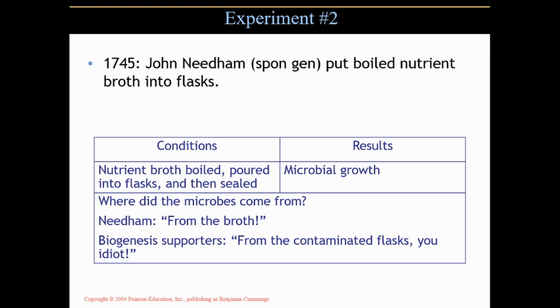Fast forward to 1745, nearly a century later, John Needham, he's an English priest. He was a spawn gen freak. He was totally in favor of spontaneous generation. And now we're in the mid-1700s, and so microbes are on the scene. Antony van Leeuwenhoek had done all his observations. No one could deny that there are microscopic organisms alive all around us. And so he wants to get in this whole spawn gen debate and say that microbes spontaneously generate from broth.